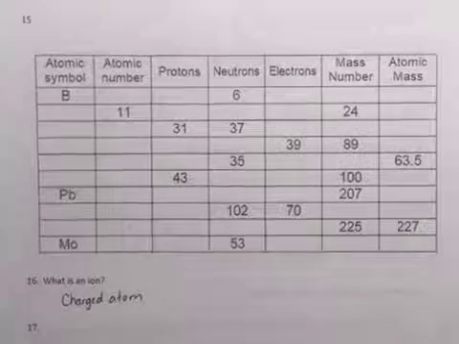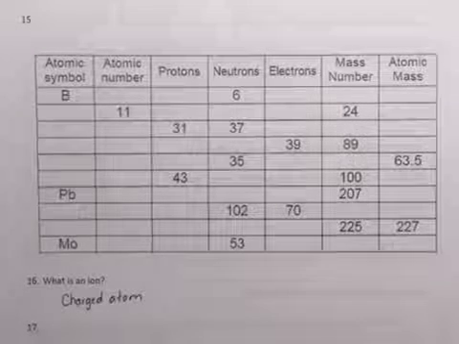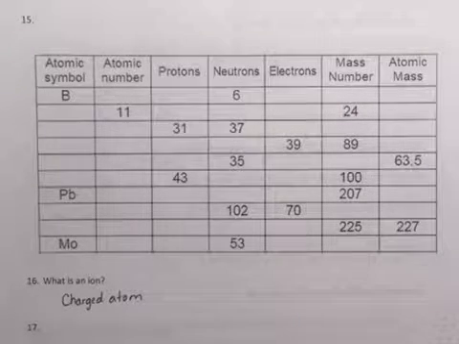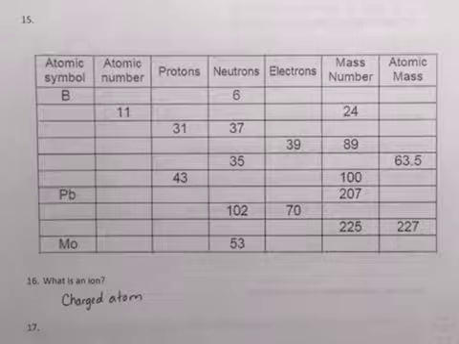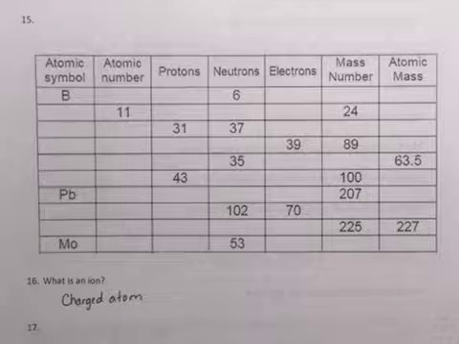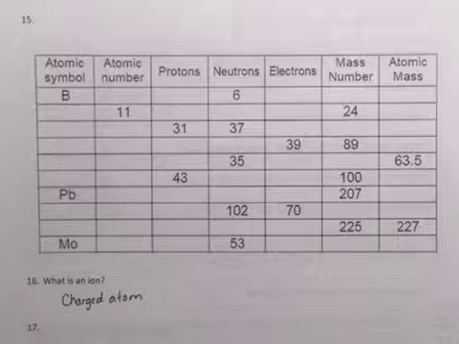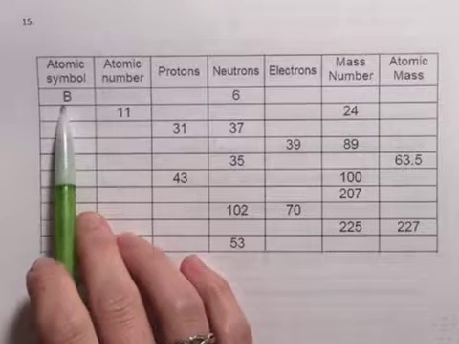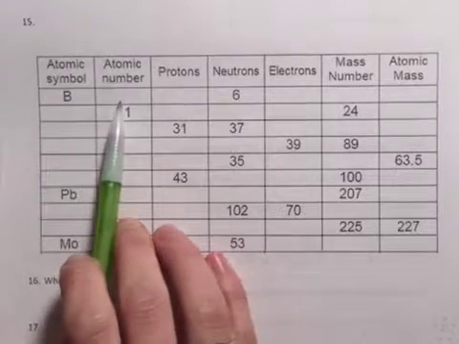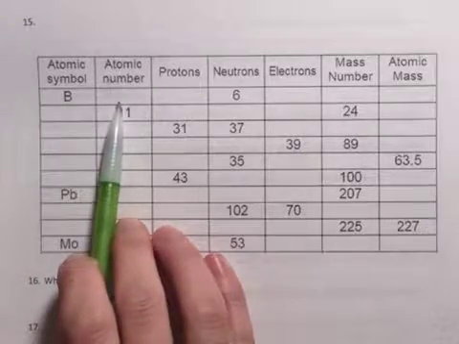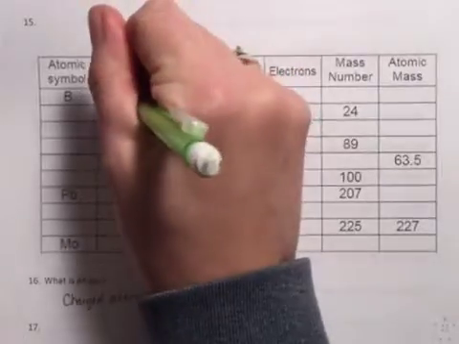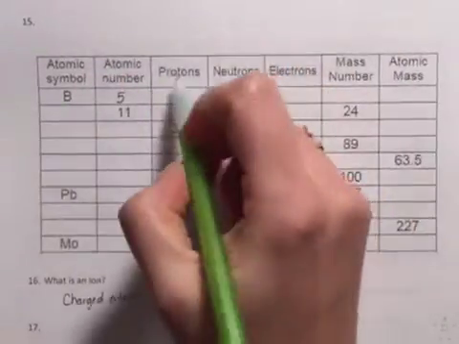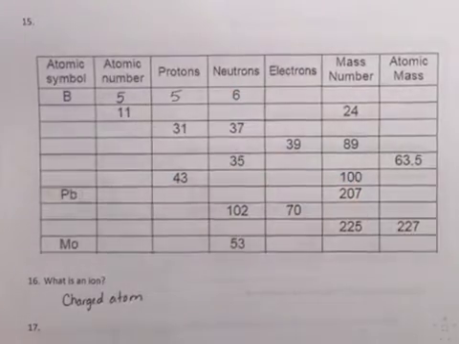So I'm going to talk through one row on this chart, and then I'm just going to fill in the rest. But I'm going to talk through one just to let you know kind of how I go about doing this, and maybe it'll make it easier for you. So I have my atomic symbol, which means I can look at the periodic table and find my atomic number. So if I look at boron on the periodic table, its atomic number is 5. I automatically know that atomic number is number of protons, so I fill that one in automatically.